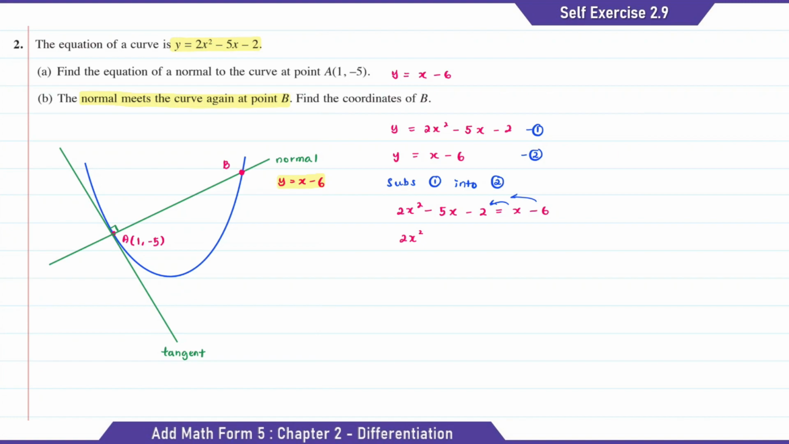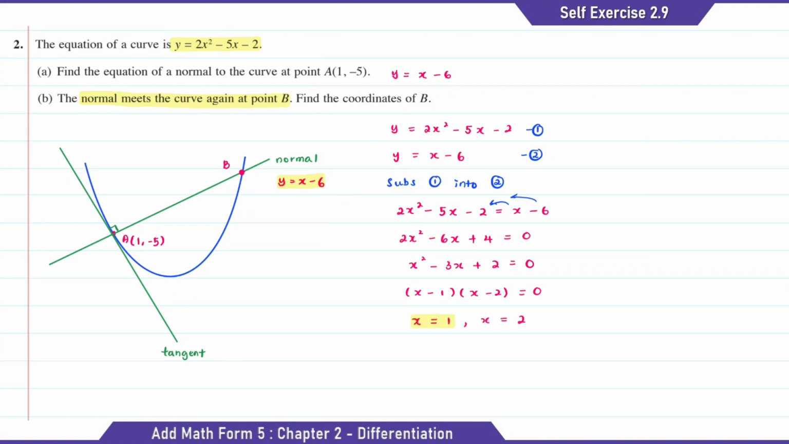2x squared, negative 5x minus x will be negative 6x, negative 2 plus 6 will be plus 4, equal to 0. We can simplify this equation by dividing every term by 2. Then x squared minus 3x plus 2 equal to 0. Using factorization, we're going to get (x minus 1)(x minus 2) equal to 0. Then x equal to 1 and x equal to 2.